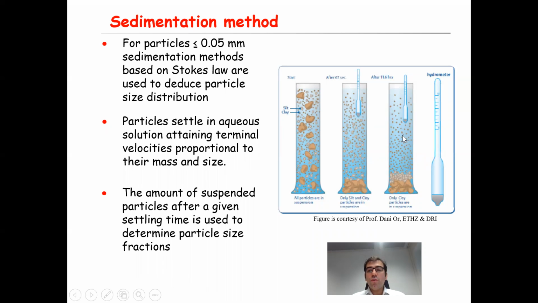Sedimentation method, okay? Normally for particles less than 50 microns, the sedimentation method based on Stokes law is used to deduce particle size distribution. Basically the idea is particles settle in solution attaining terminal velocity proportional to their mass and size. You can run this experiment yourself if you get some soil and drop it in a glass of water. You see particles with larger size settle faster than particles with a smaller size. Next slide, you will see why that happens. And basically the amount of the suspended particles after a given settling time is used to determine particle size fraction.